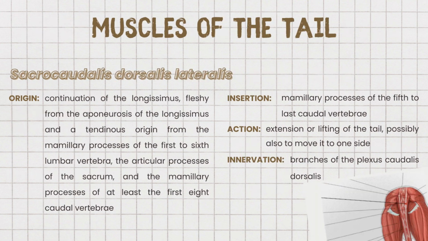Sacrocaudalis dorsalis lateralis. Origin, continuation of the longissimus, fleshy from the aponeurosis of the longissimus and the tendinous origin from the mammillary processes of the first to 6th lumbar vertebra, the articular processes of the sacrum and the mammillary processes of at least the first 8 caudal vertebrae.